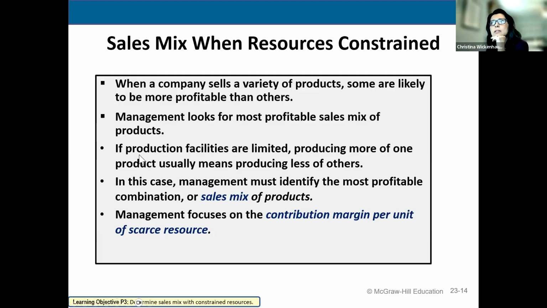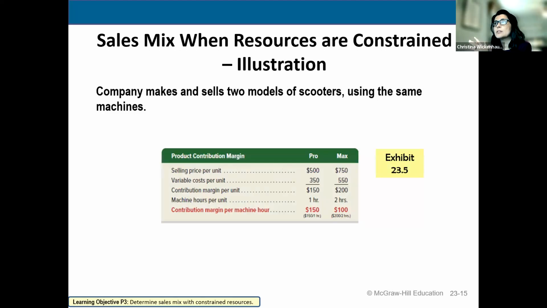And so there are some things that you have to take into consideration. Do you have a limitation on your production floor? Like I can only produce one product or the other, and I only have so much time. So they have to identify the most profitable combination of that sales mix of products. We're going to focus on the contribution margin per unit of a scarce resource. It means it's limited. I have a limited number of hours in the day, a limited amount of space, a limited number of employees. So we have a lot of scarce resources.